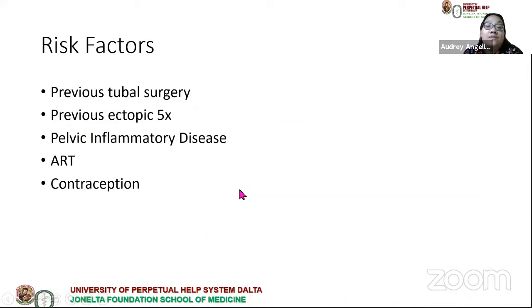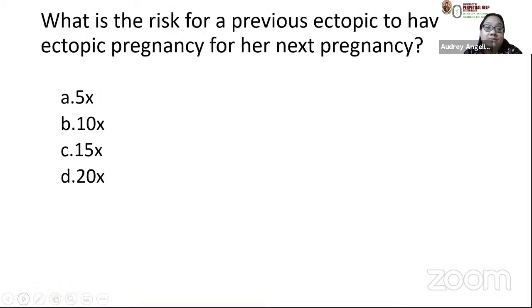So you have to know your risk factors. So your previous tubal surgery, previous ectopic, PID, artificial reproductive technology, and contraception. So knowing that, what is the risk for a previous ectopic to have an ectopic pregnancy for her next pregnancy? As listed in the previous slide, it is 5 times the risk for a person who has had a previous ectopic for her next pregnancy.